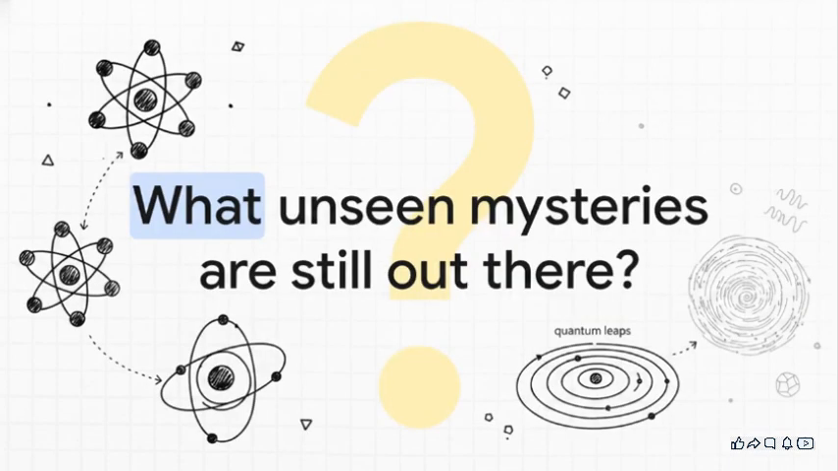And that brings us to the end of our explainer. It's an unbelievable journey, isn't it? From Dalton's solid spheres to Rutherford's dense nucleus, jumping through Bohr's quantum leaps, right into Schrödinger's probability clouds. We've completely mapped the invisible building blocks of the universe, but it really leaves us to wonder, what other unseen mysteries about the fundamental nature of reality are still out there, just waiting for us to find them?